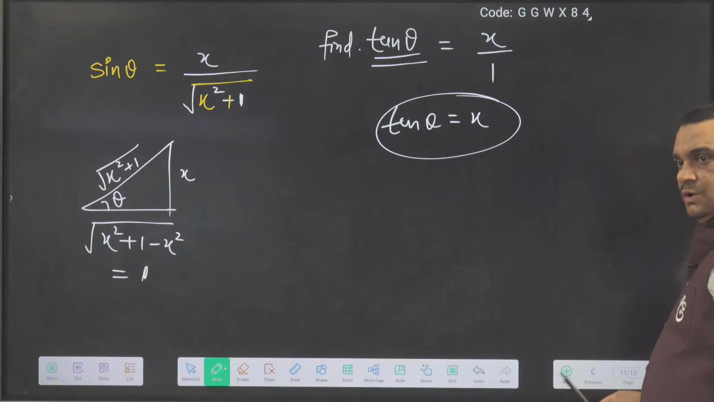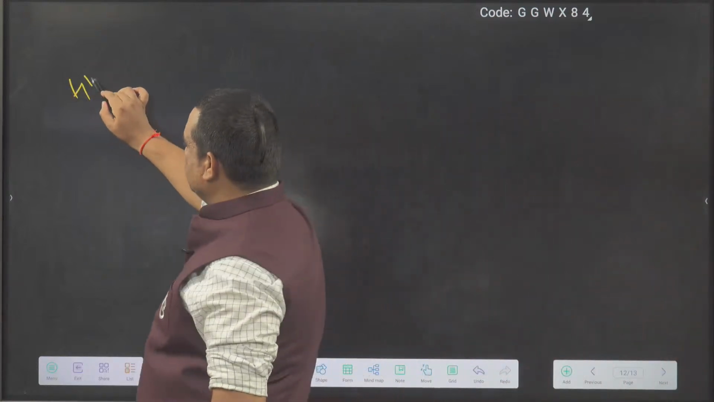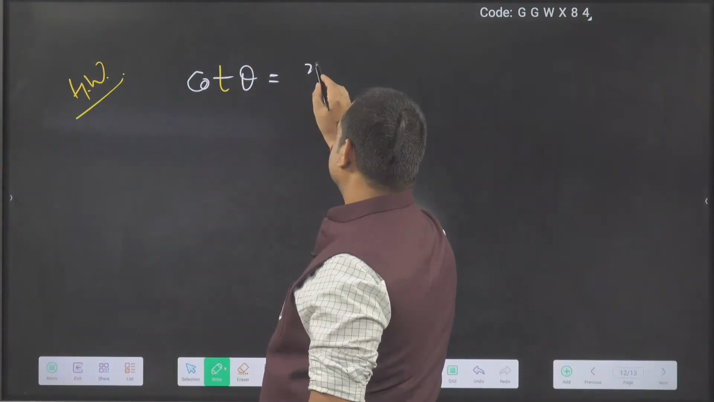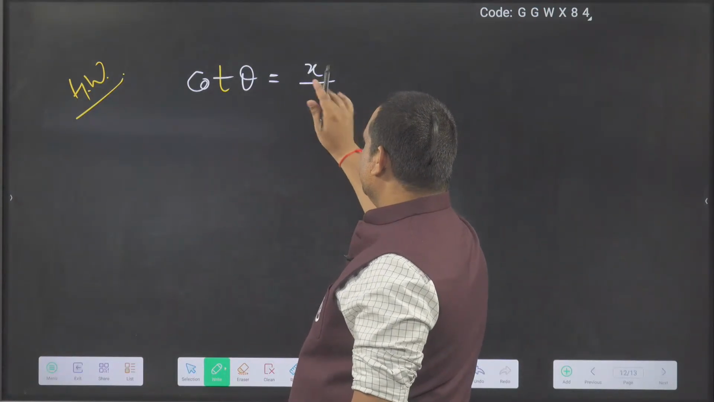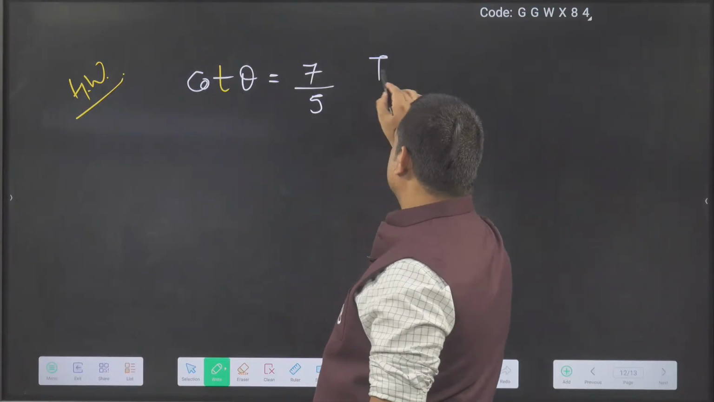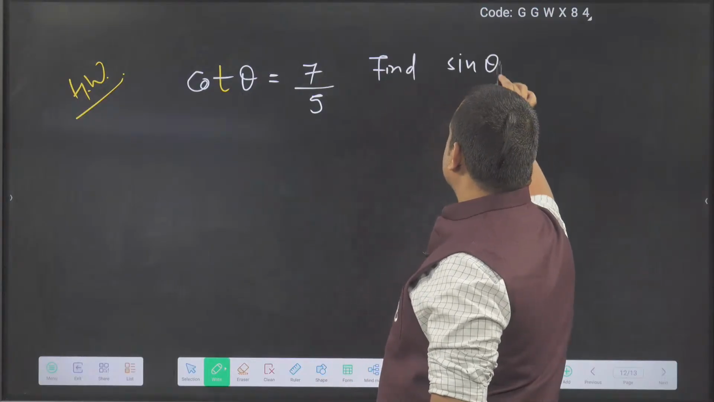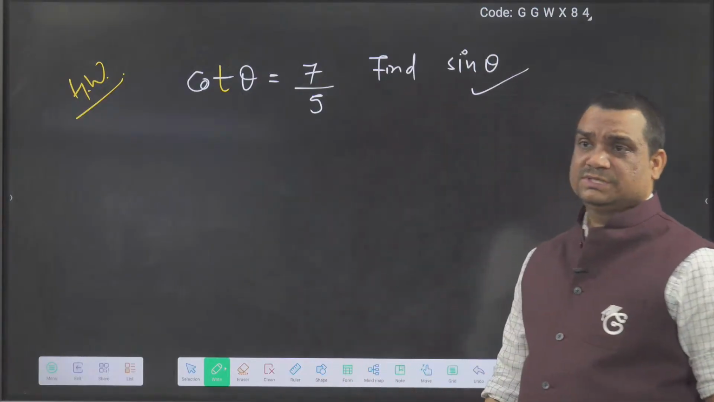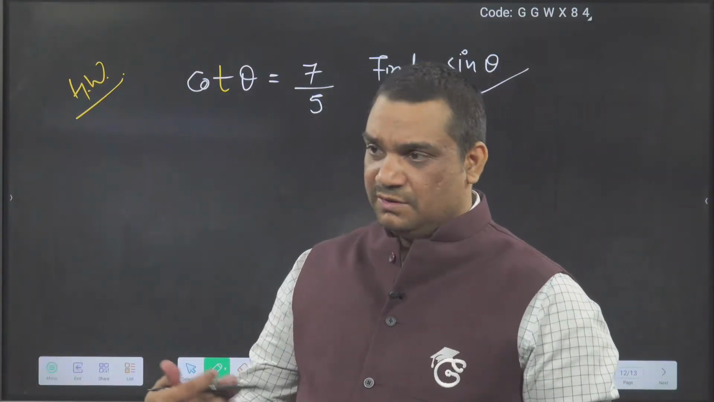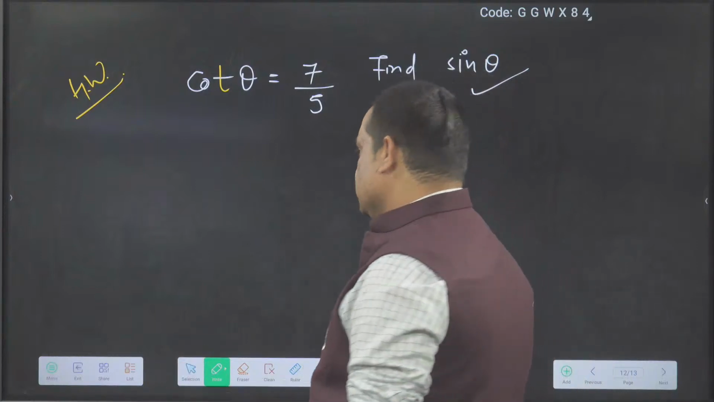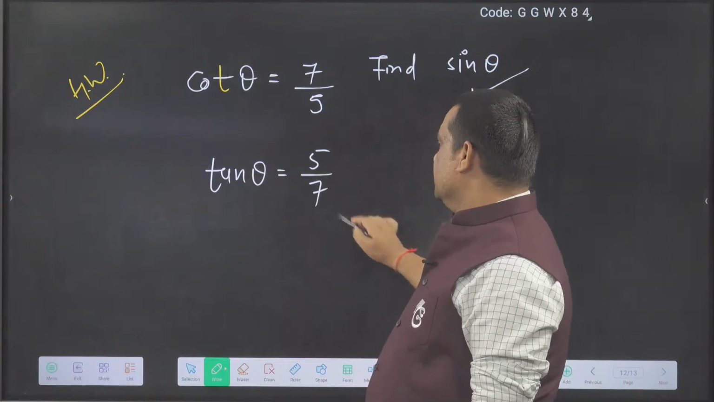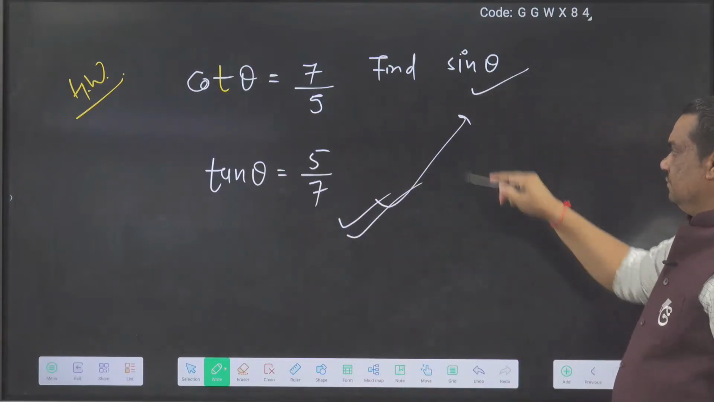Since people are asking about cot, I can just give the homework question here. Cot theta equal to 7 by 5, you have to find sine theta. This is the homework question, you will try. You will get the answer, I'm 100% sure, because first of all, you will play with the tan. So you can say tan theta becomes 1 by cot, which is 5 by 7, and then you can convert.